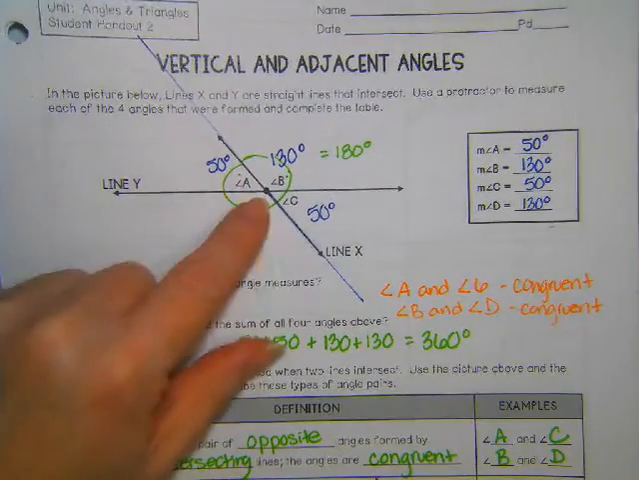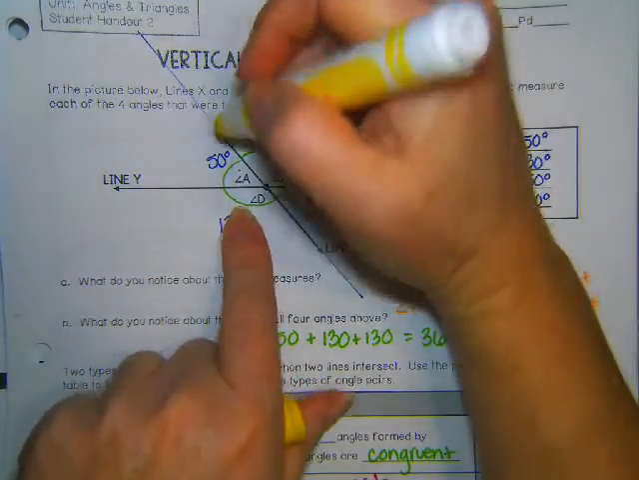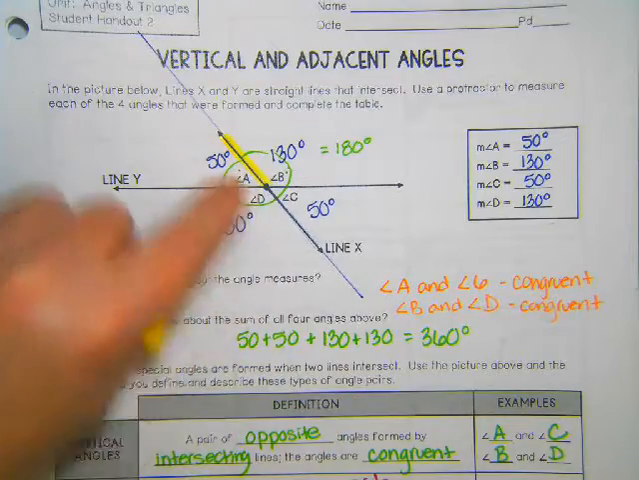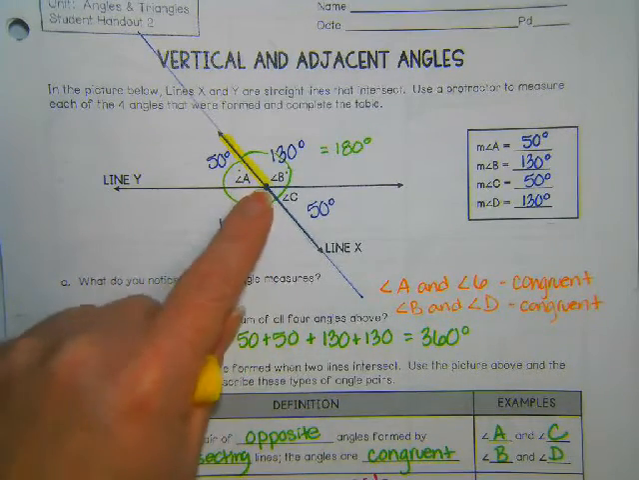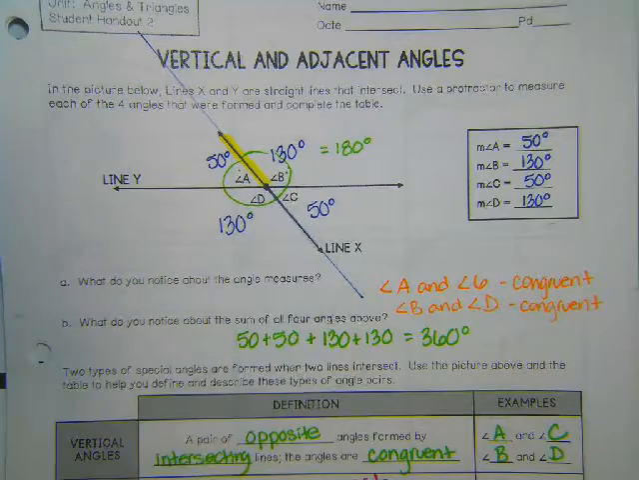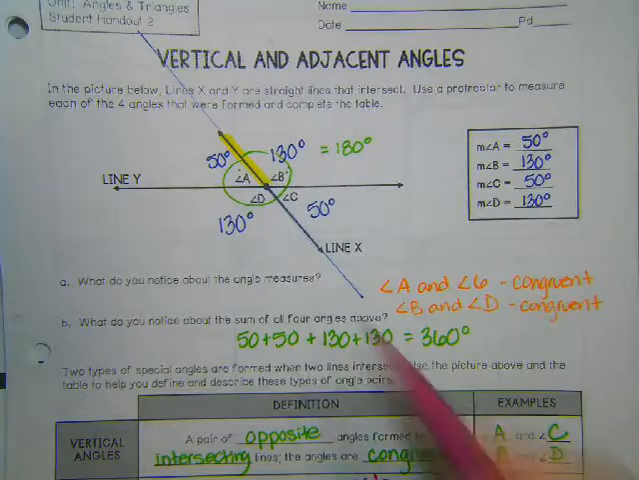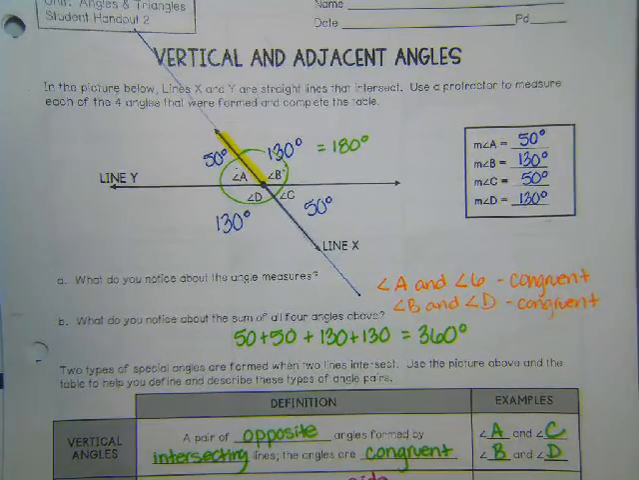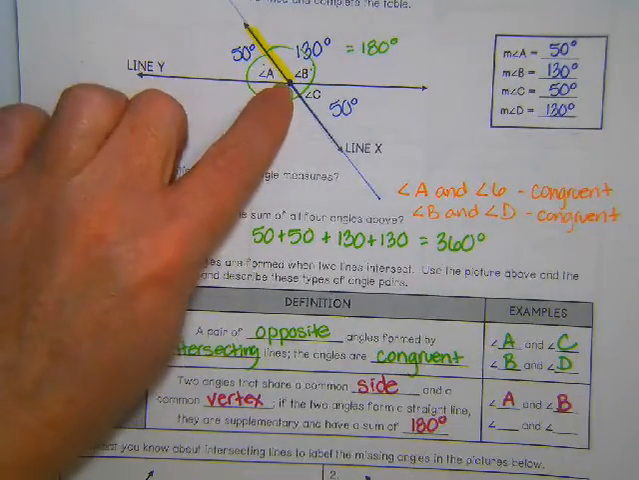So in this first example right here, let's just look at angle A and angle B. This is the side that they share right here. This is the vertex. The point is the vertex that they share. And if you put them together, they would equal 180 degrees. So they are supplementary. So in this case, the set would be angle A and angle B. They're adjacent. They're right next to each other. They share a common side, a common vertex.